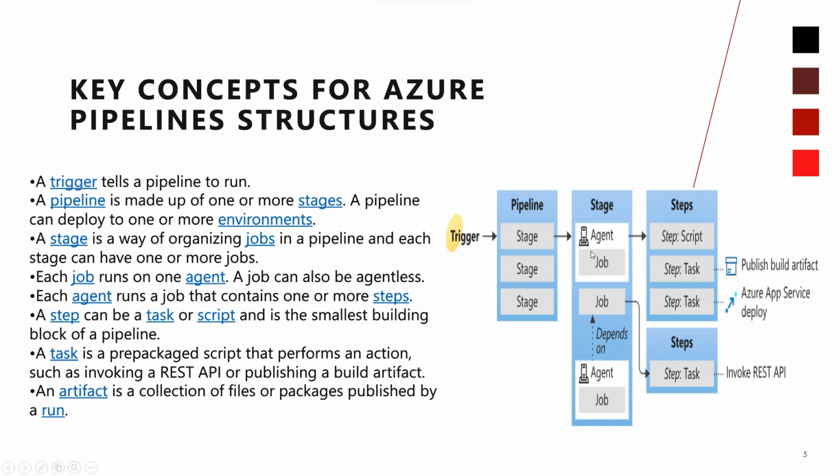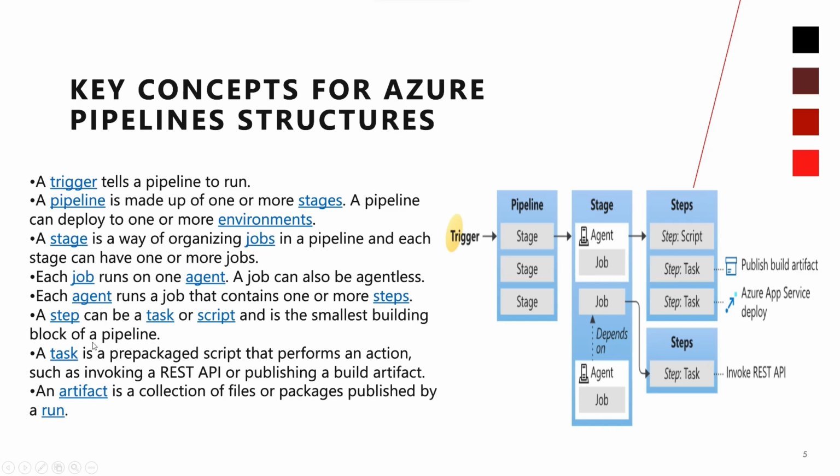agents, etc. Okay, if you can see here, each job runs on an agent. A job can also be agentless. Some jobs can be agentless as well. Okay, and each agent runs a job that contains one or more steps. So if you see here, each agent, whenever you run the agent-side job, can contain one or more steps. So if you see here, the agent can carry forward multiple steps as well.